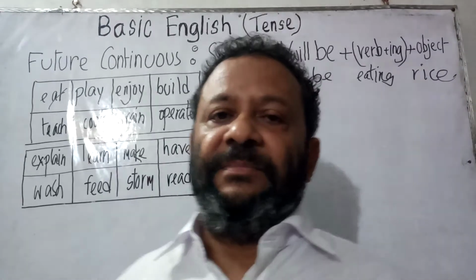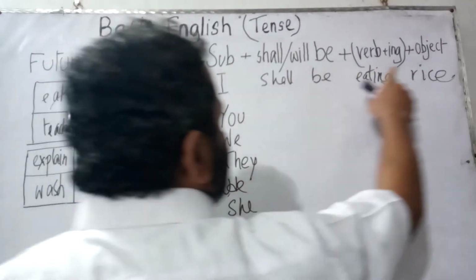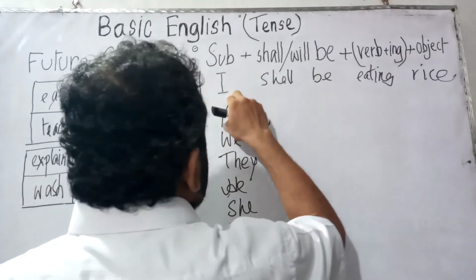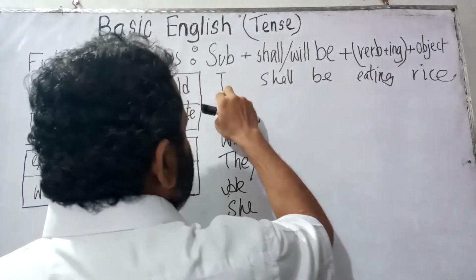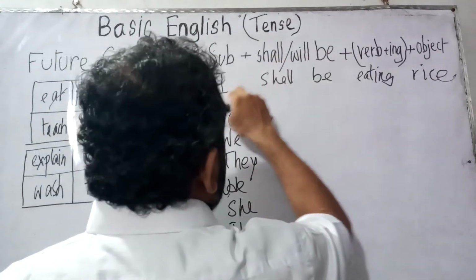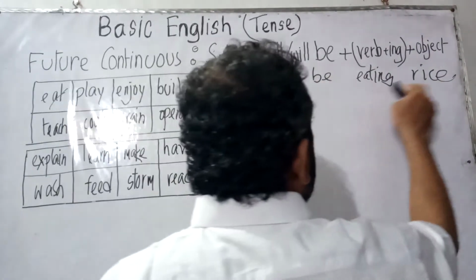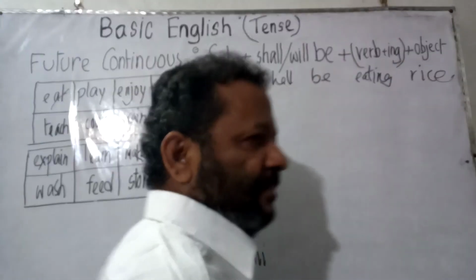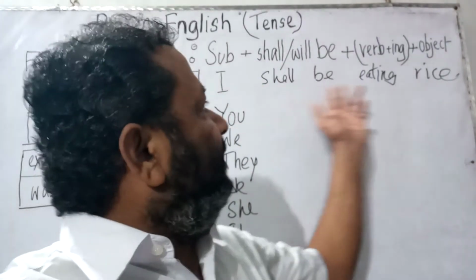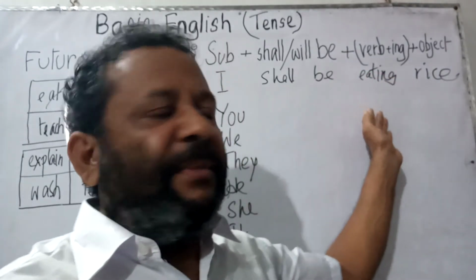And the structure of future continuous tense is subject, shall/will be, verb+ing, object. And if the subject is I, the subject I would take shall be, out of shall/will be. It would be I shall be. And if the verb is eat, it would be I shall be eating rice. And instead of rice, easily we can use apple. That is, I shall be eating apple. I shall be eating banana. I shall be eating mango.